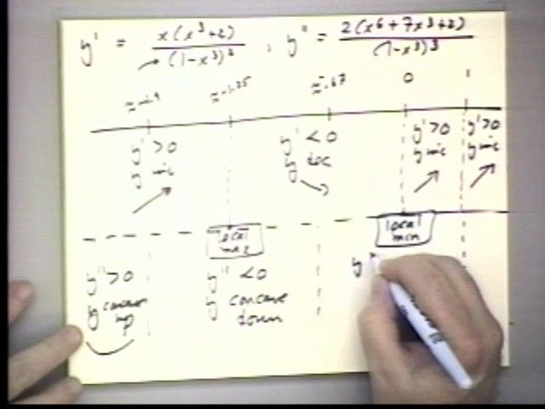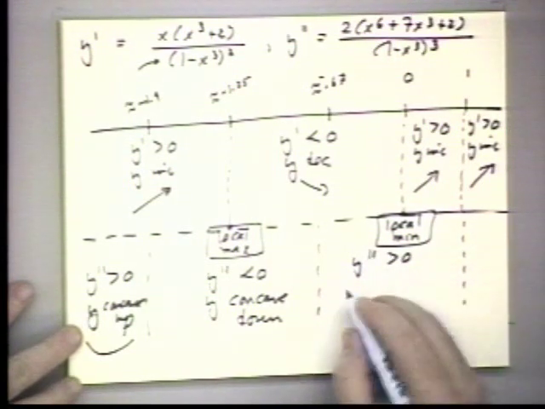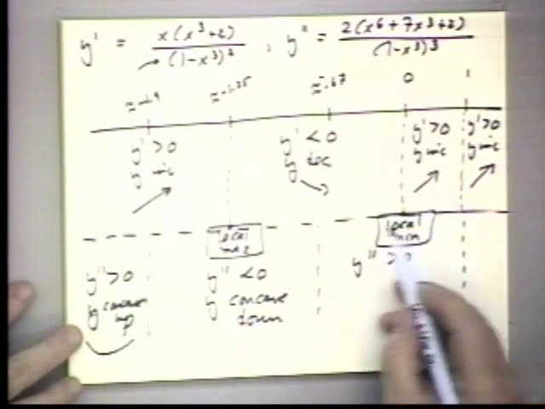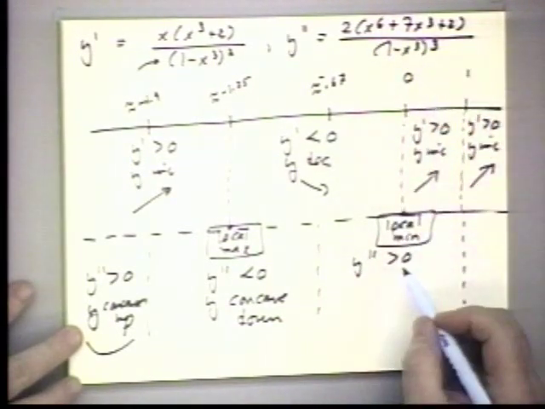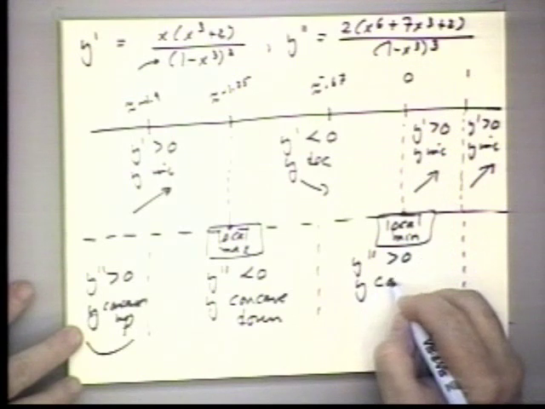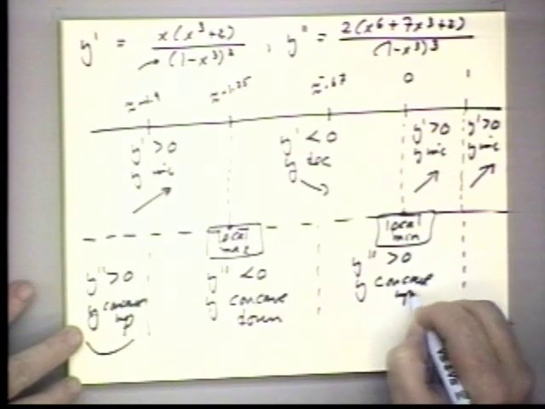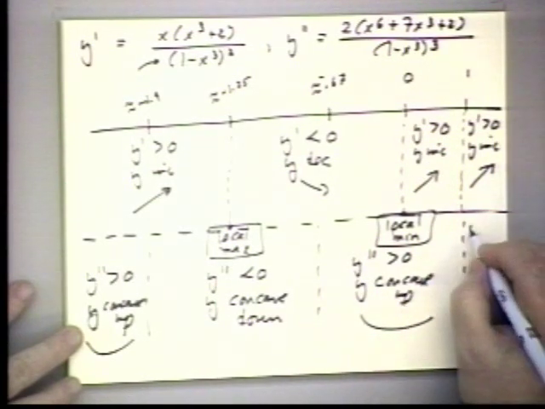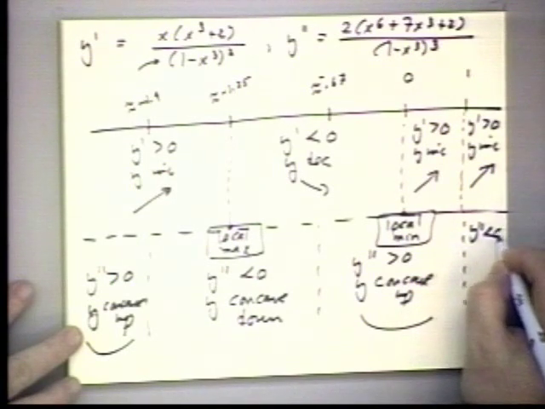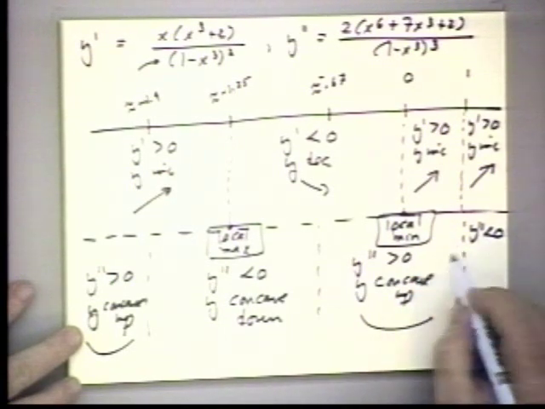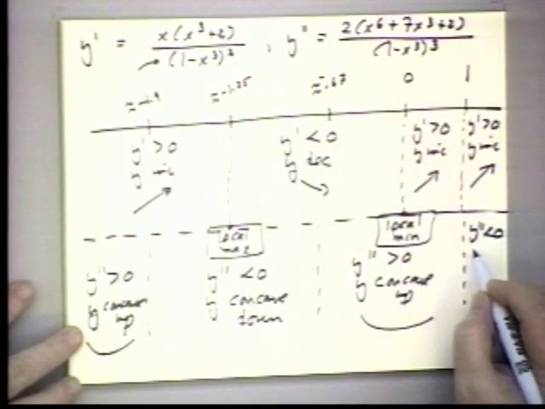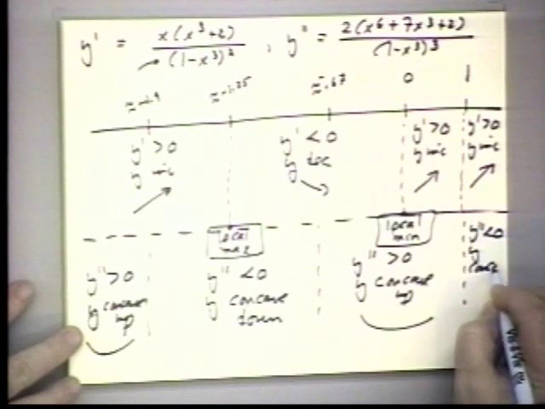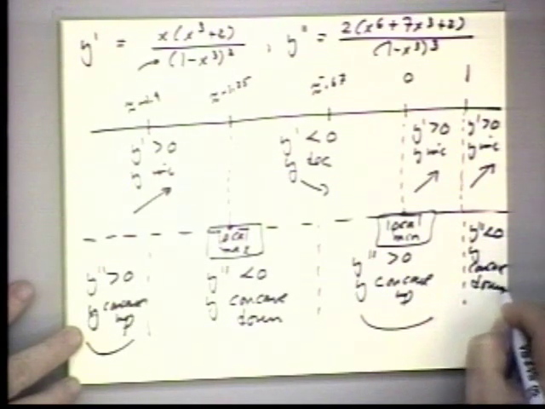And then over here, y double prime will be greater than 0. If we are in this region here, we can choose 0 as our number. We put 0 in here, this becomes positive. So y is concave up. And then finally, y double prime is going to be negative, so the concavity does change as we cross this point here where the function is not defined. So y is concave down.